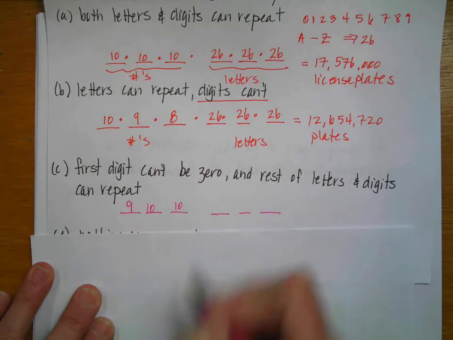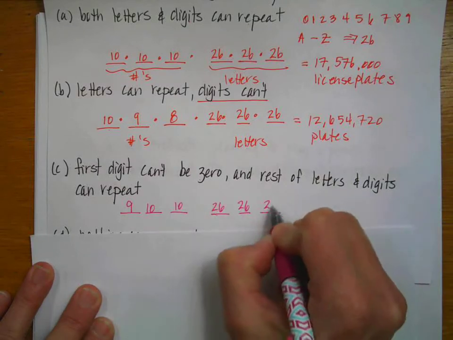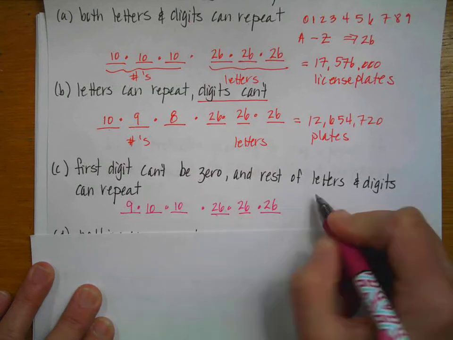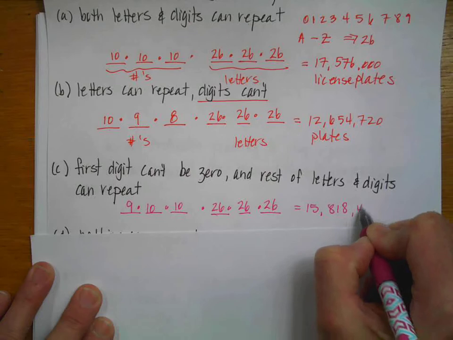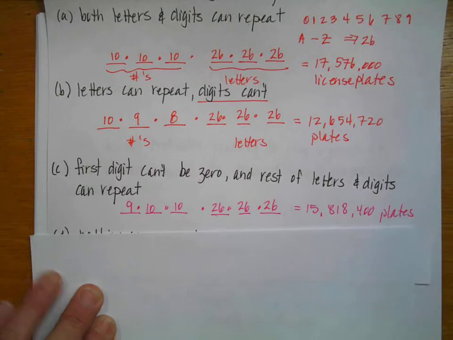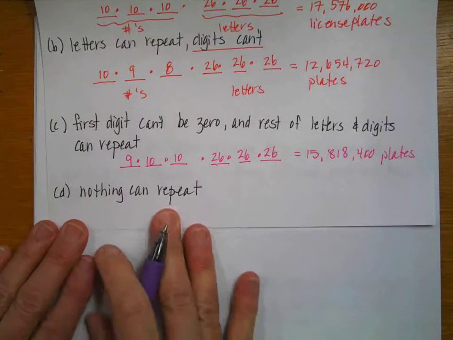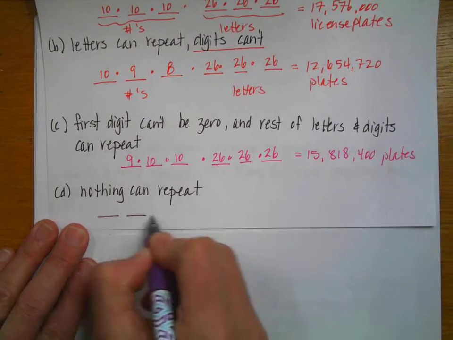And it says everything can repeat, so I'm going to choose 10 and 10. And then it says these guys can repeat. Remember, all of those numbers are multiplied together, and this would be 15,818,400, and that would be the number of plates that are available. All right, I have one more of these, and this one says nothing can repeat.